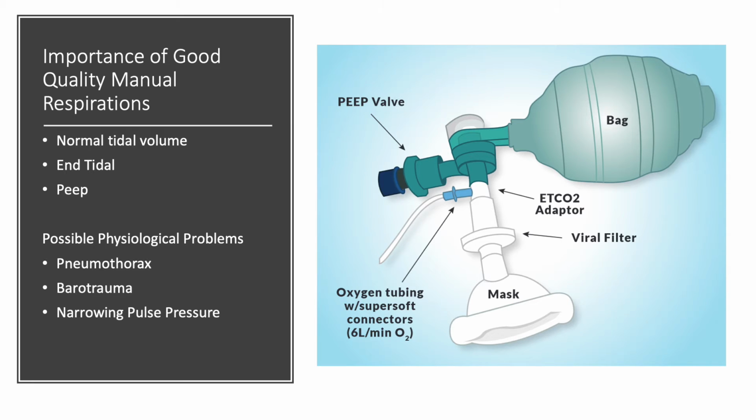And so if we have poor quality ventilations, there's a few key pathological problems that we want to watch out for, being a pneumothorax, barotrauma, and narrowing pulse pressure. As the lungs inflate, they can put pressure on the heart, and it doesn't have the ability to expand and fill as it should.